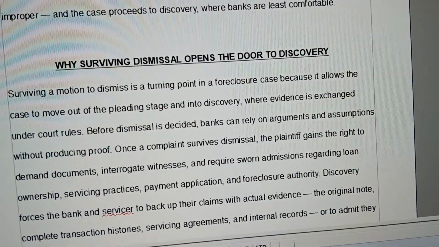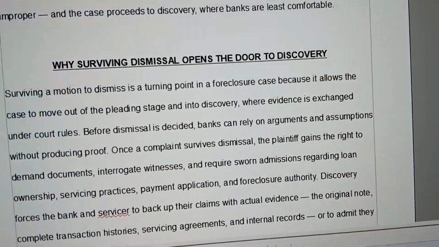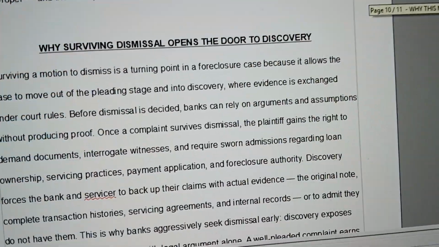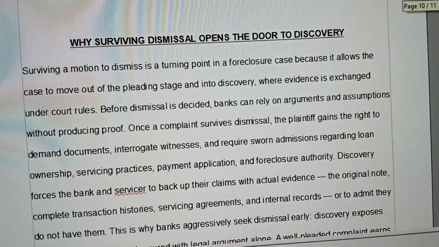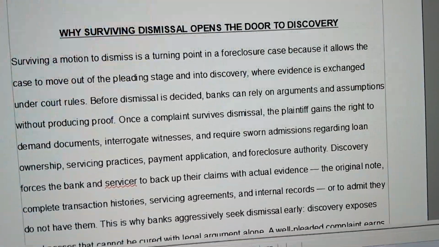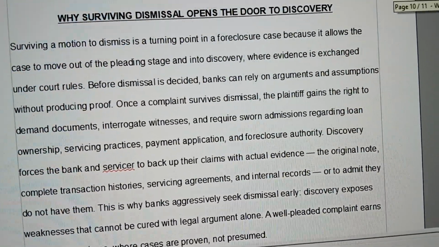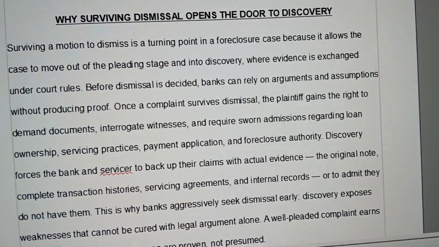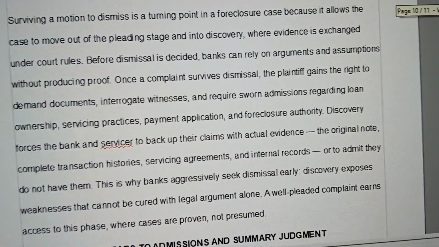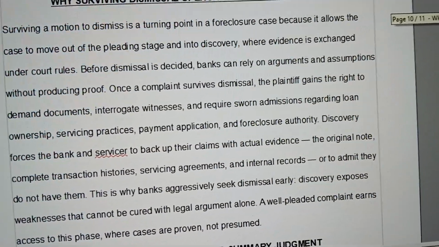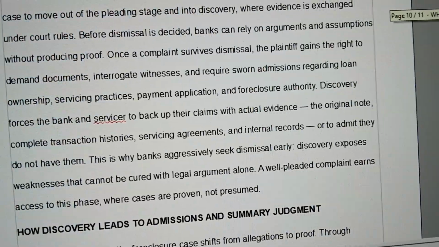The original note, complete transaction histories, servicing agreements, and internal records, or to admit they do not have them. This is why banks aggressively seek dismissal early. Discovery exposes weaknesses that cannot be cured with legal argument alone. A well-pleaded complaint earns access to this phase where cases are proven, not presumed.